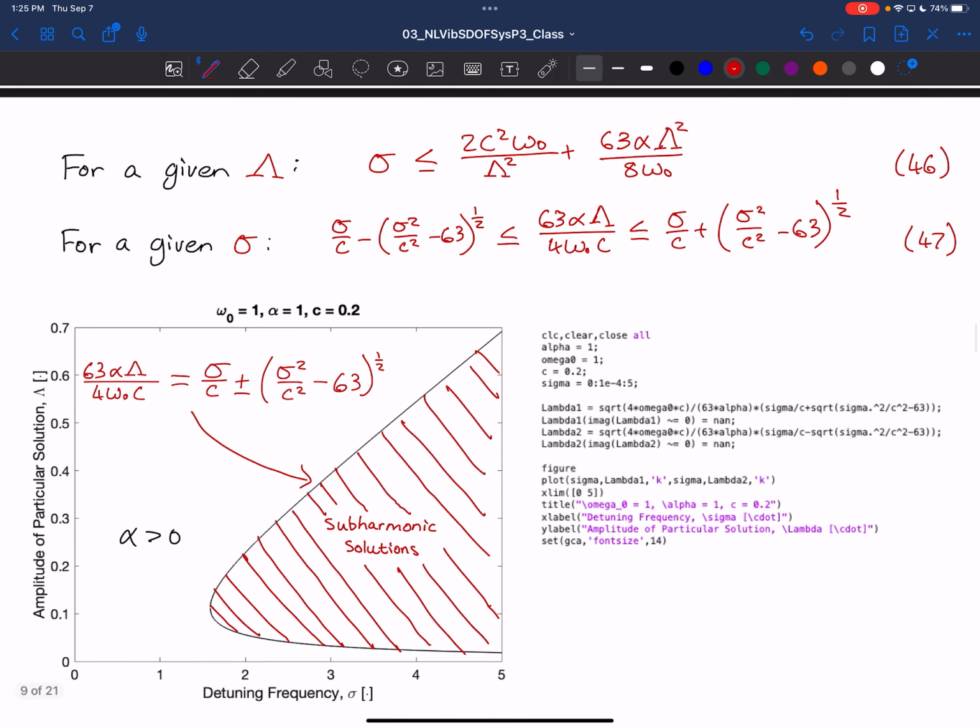And if you take that second equation and you plug it into MATLAB and you look for real solutions, you'll get back this curve in black. And then inside this curve is where these non-trivial subharmonic solutions will exist. I mean, for all frequencies, we will have this trivial solution, but it's only within this shaded domain that we'll have these subharmonic solutions.